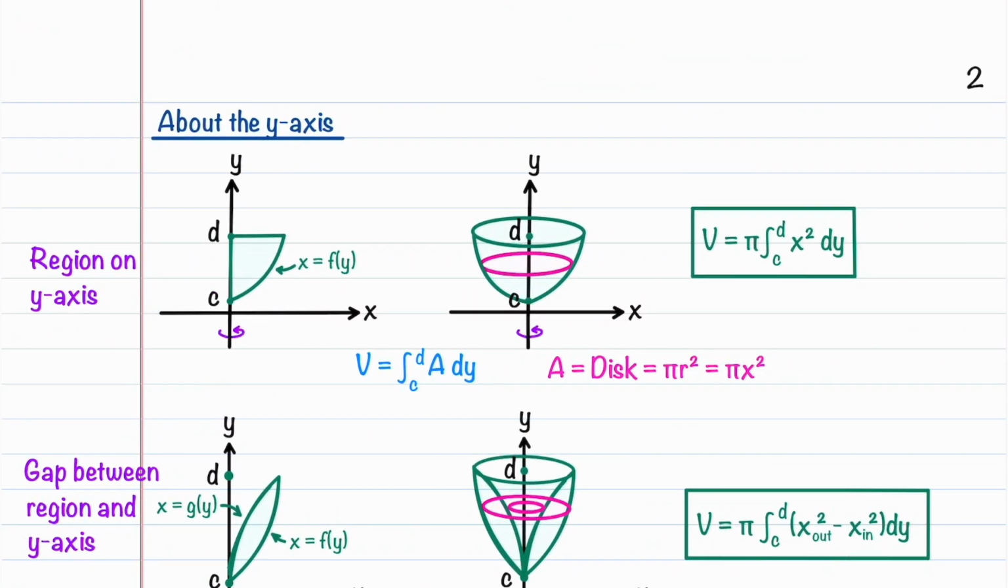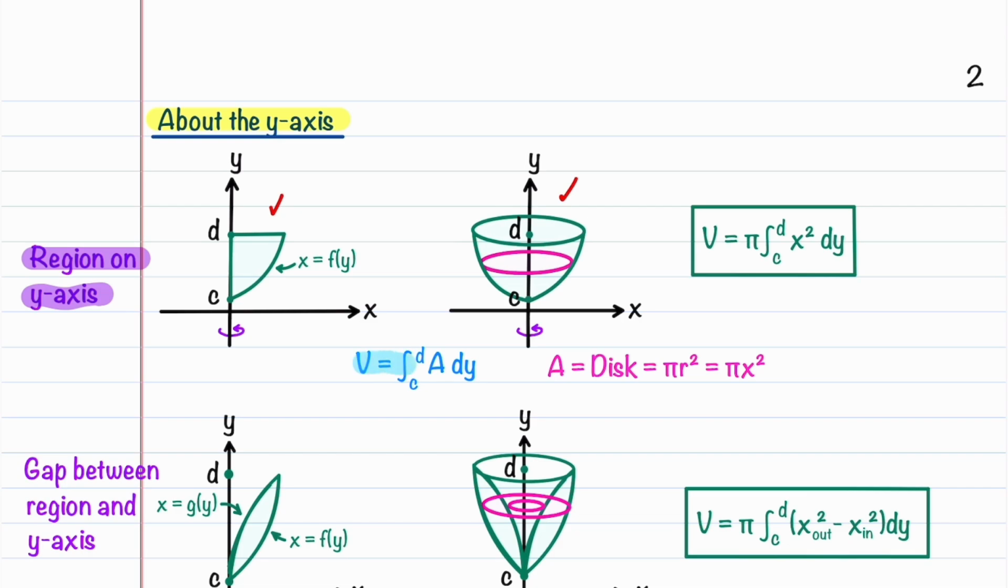Now we'll go over the formulas for rotating a region about the y-axis. These formulas are very similar in structure to the formulas that we just looked at for rotating a region about the x-axis, but now the integration is in terms of y instead of x. In our first diagram, we have a region that sits on the y-axis. When we rotate this region about the y-axis, we get a solid of revolution that has circular disk cross-sections.